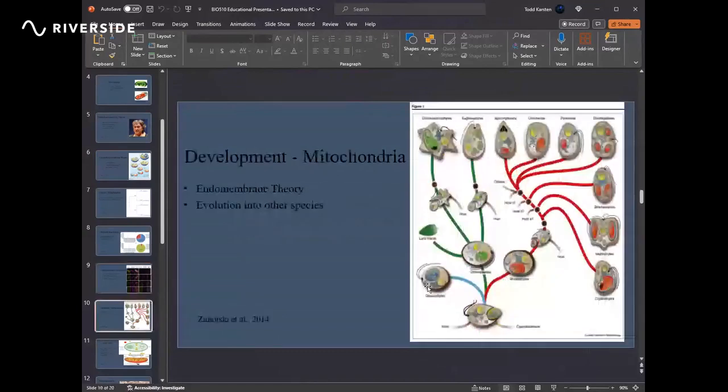As we continue once again, the development of the mitochondria is also a result of that endosymbiotic theory. We're going to talk about the theory in regards to the development of the mitochondria, but we're also going to talk about its evolution into other species. The evolution of the mitochondria took different steps to get to the diversity of plants and species.